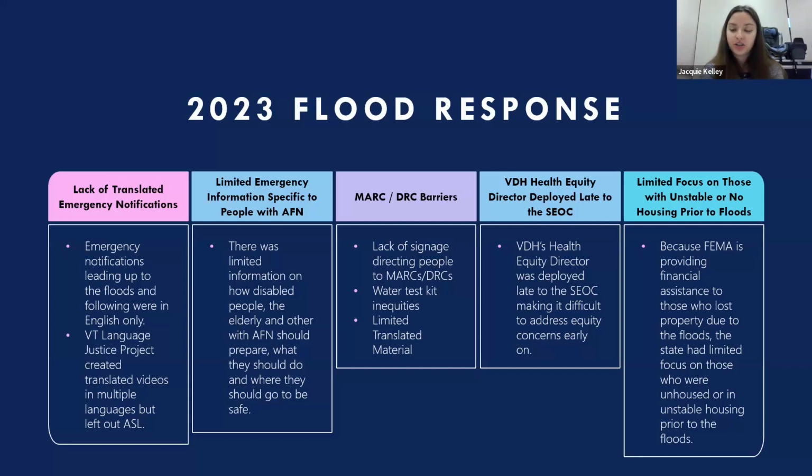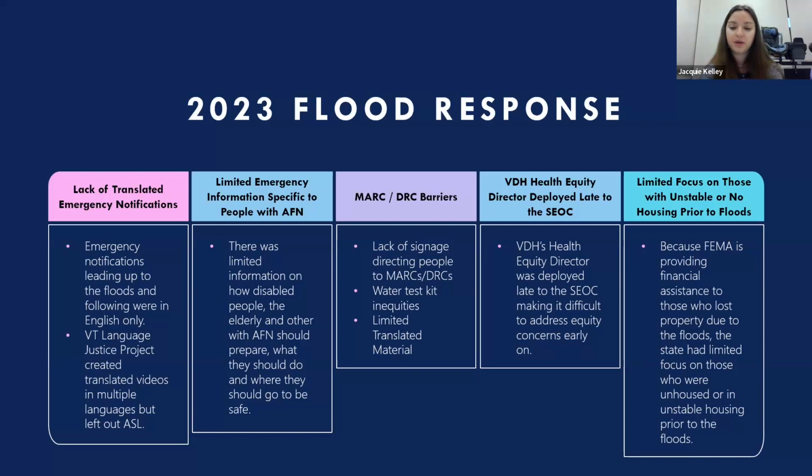There was definitely partnership through the health equity team with community partners. It was pretty delayed, so a lot of important information just wasn't coming through in other languages and formats. I think too that there was limited emergency information specific to people with access and functional needs. There weren't a whole lot of resources or information in general sent out prior to inform people who might need access to different resources or might struggle in different ways on how to prepare or what to do. There was no information like that.